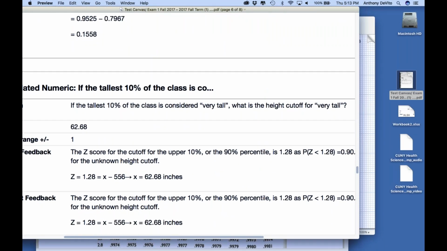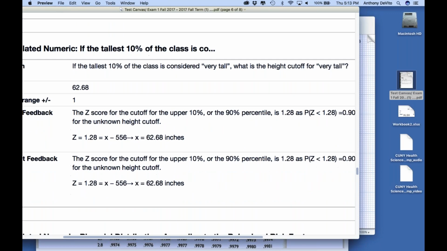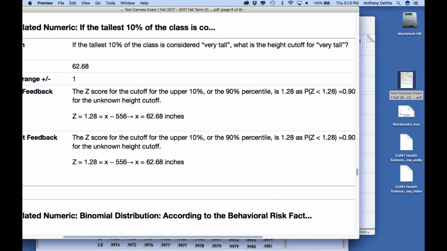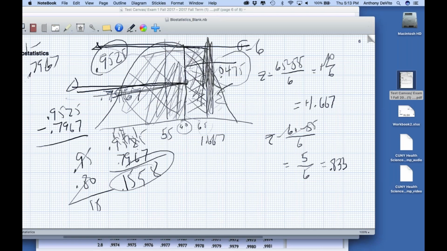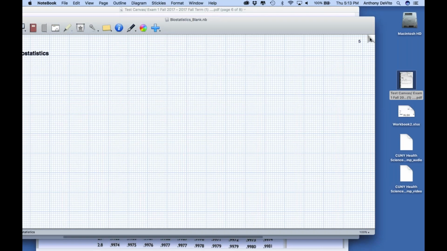Okay, this is a little bit different, right? This is a real curve here. The tallest 10% of the class is considered very tall. What's the height cutoff for the tallest 10% of this class? Okay, well, this is a little tricky, right? Let me sketch this out again.